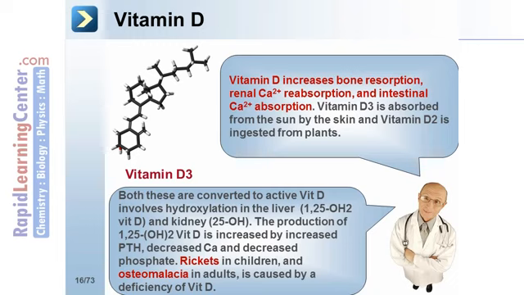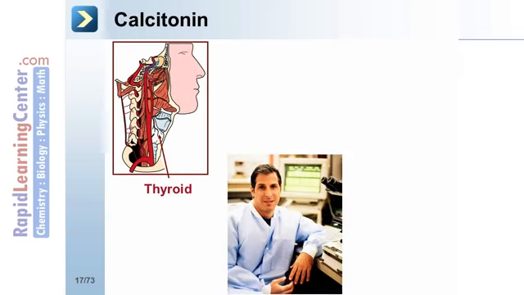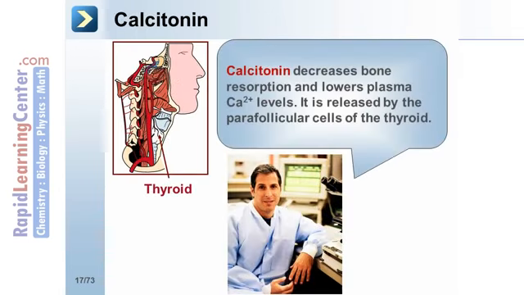The production of 1,25-OH2 vitamin D is increased with increased parathyroid hormone, decreased calcium, and decreased phosphate. Rickets in children and osteomalacia in adults are caused by a deficiency of vitamin D. Calcitonin decreases bone resorption and lowers plasma calcium levels. It is released by the parafollicular cells of the thyroid.